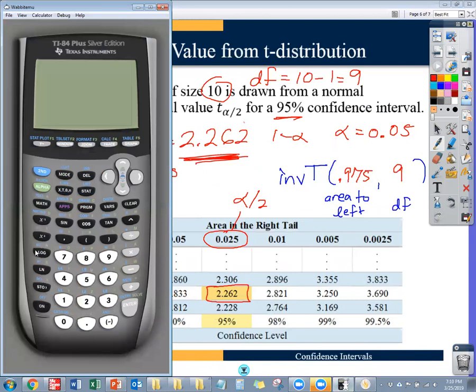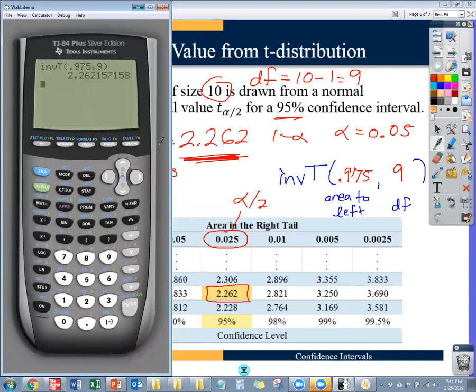So I'll show you real quick. If I go to second vars, inverse t, my area to the left is 0.975. My degrees of freedom is, I'm sorry, 9. 10 minus 1. Paste, I get 2.262. So that's how you can do that in the calculator if you have a calculator that you can do it.